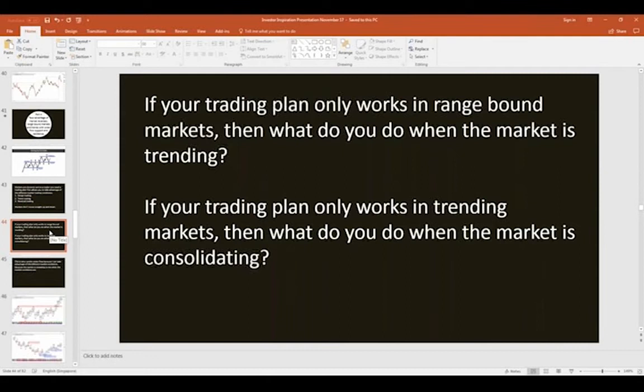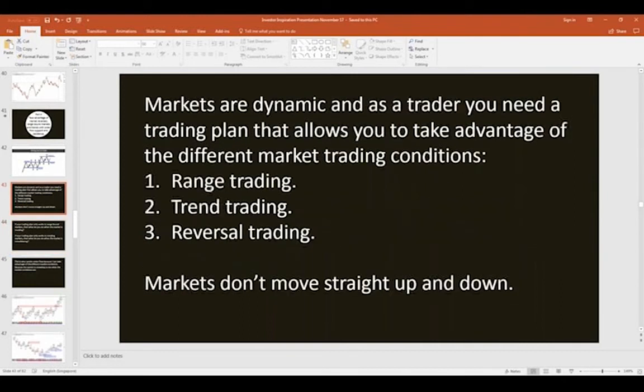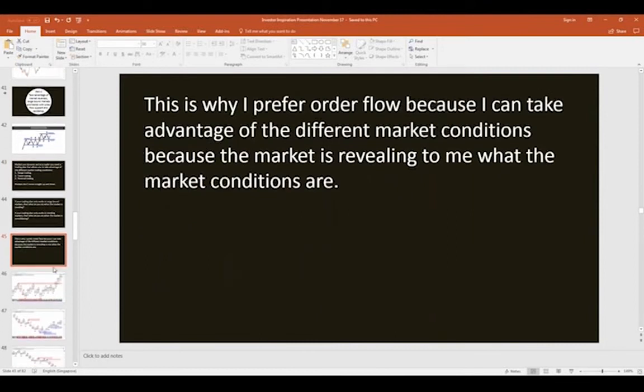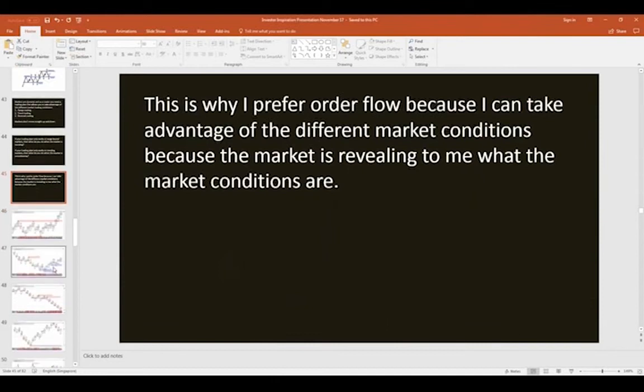Then if your trading plan only works in trending markets, what are you going to do when the market's consolidating, which it does most of the time, right? You're going to be losing because you're going to be whipsawed back and forth. The market's consolidating and you're trying to trade breakouts, but the market's not breaking out. So that's why as a trader, you need to take advantage of the 3 different types: ranges, trends, and reversals. And that's why I prefer order flow, because you can take advantage of the different market conditions because you're trading what the market is telling you is going on.